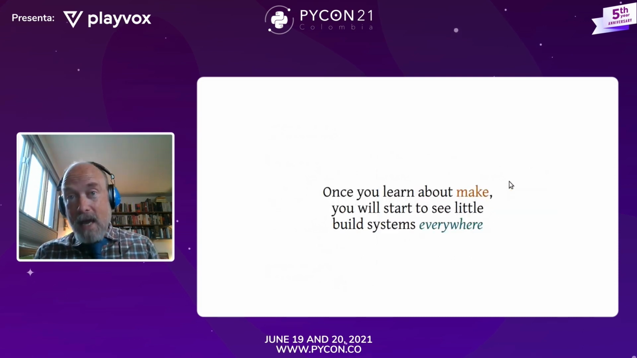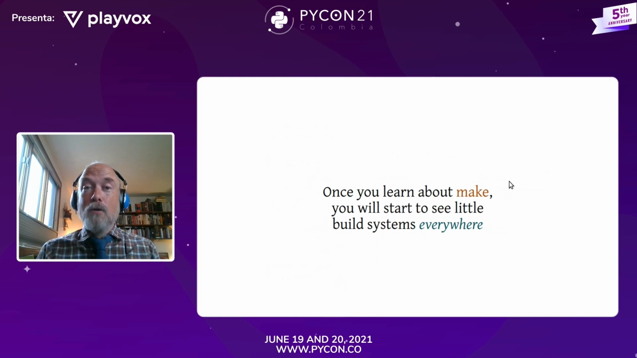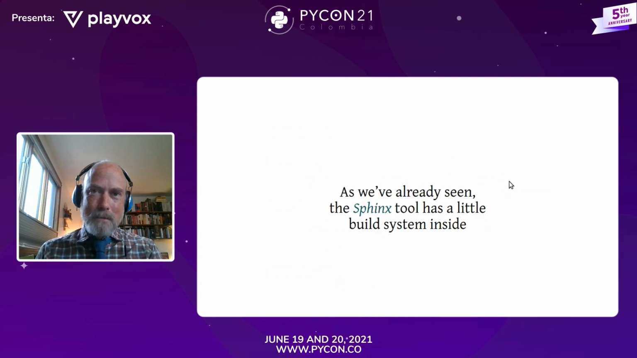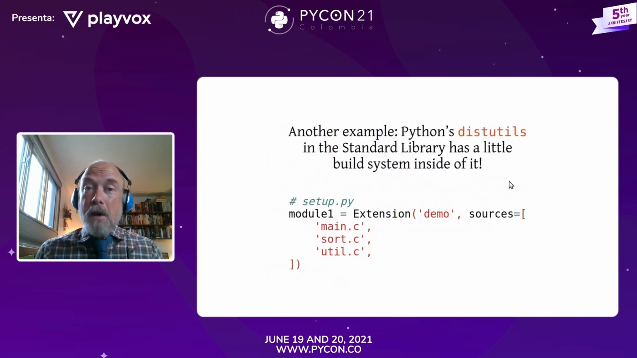Well, once you learn about Make, you will start to see little build systems everywhere. As we've already seen, the Sphinx tool has a little build system inside to decide when to rebuild HTML. Another example, Python's distutils in the standard library has a little build system inside of it. When you describe an extension module that's made of .c files, you'll notice when building in development, it only rebuilds the .o files in the extension if one of the .c files has been edited. Otherwise, it tries to save you time by skipping that work.